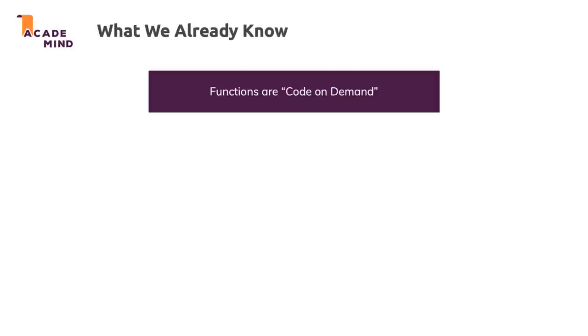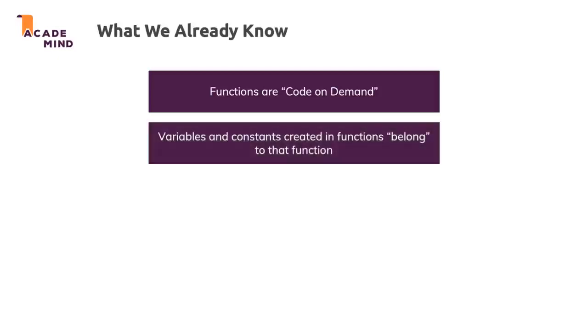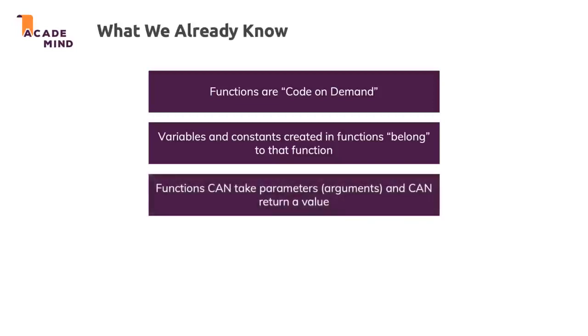You also learned that if you create variables or constants inside of a function, they belong to that function because of that block scope thing covered in the last module. Functions can take parameters, also called arguments, and can return a value. They have to do neither of that, and they can take as many parameters as you need, but you can also write functions that do neither take parameters nor return anything.